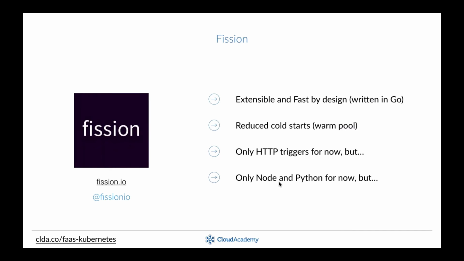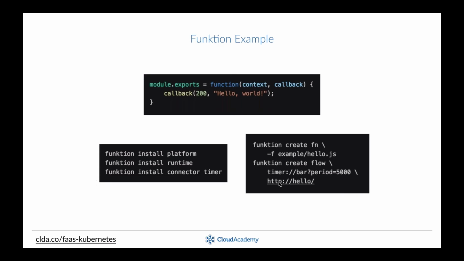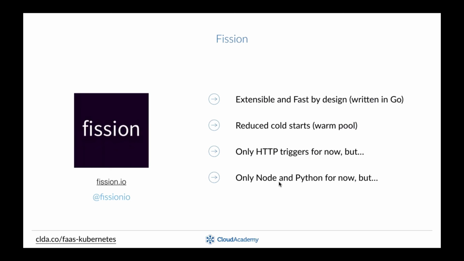And then we go on, and what about Fission? I think this is the newest, and I think it came out in January or just a few weeks ago. And I think this was slightly different. Who's backing this? Platform 9, I think. It's also written in Go, and it was designed to be as extensible and fast as possible. I guess they could understand what was missing in the other frameworks and try to fix those problems.